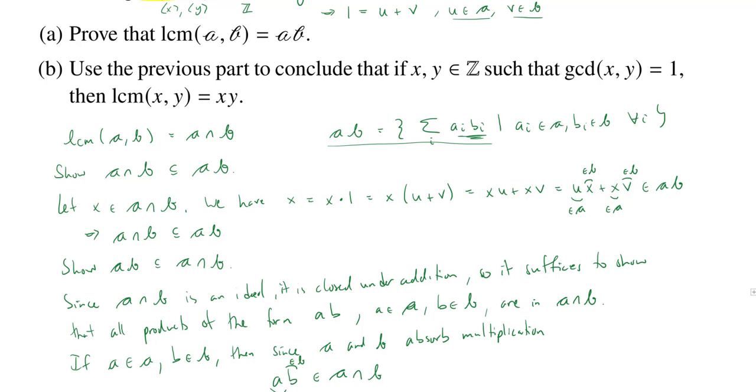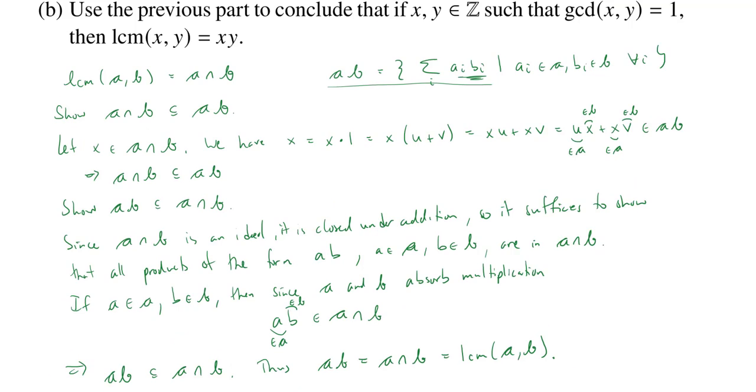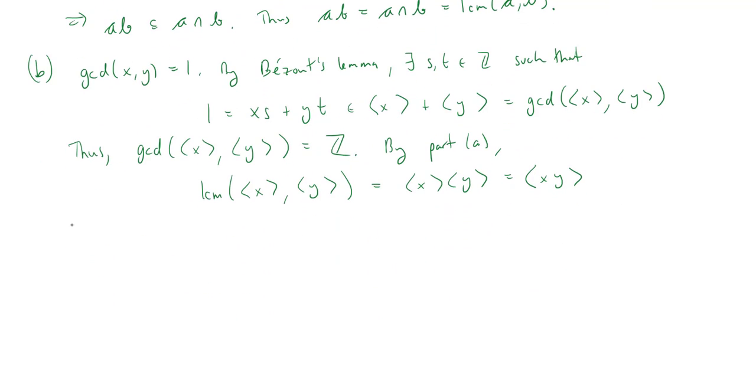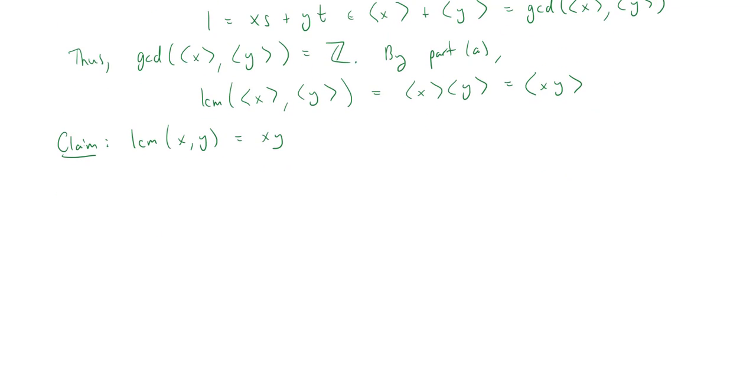All right, now what was our goal? Well, our goal is to show that the least common multiple of x and y is equal to x times y. And well, we're so close, except our statement at the end here is at the level of ideals rather than elements. So we've got to turn this into a statement about elements, right? So our claim is that the least common multiple of x and y, almost the same thing, is equal to x times y.